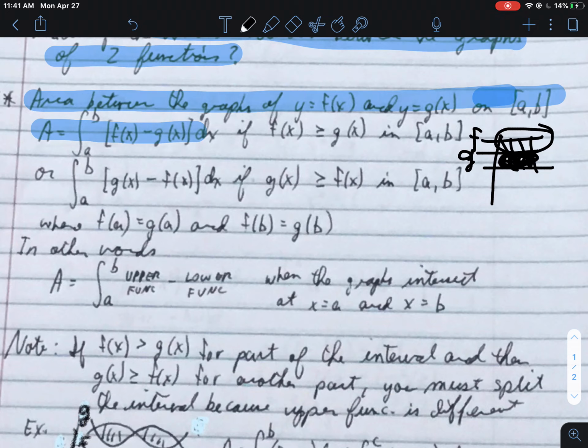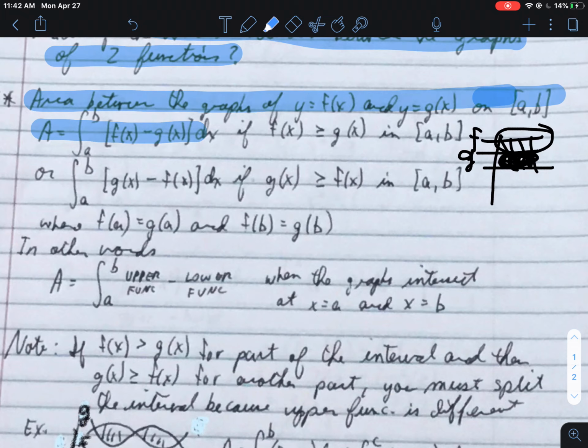Now, that's going to be true as long as f is always above g. So, of course, I want to take the function that's on top. I call it the upper function. And I want to subtract out the area that's under the graph of the function that's on the bottom. I call that the lower function. And the difference between the two would leave me with the area between the two curves. Now, again, that's going to be true as long as f is greater than or equal to g.